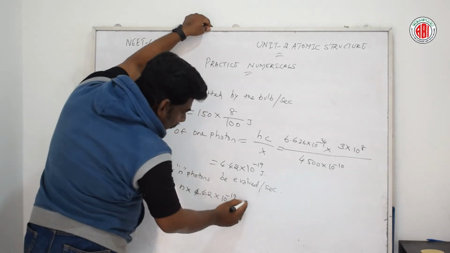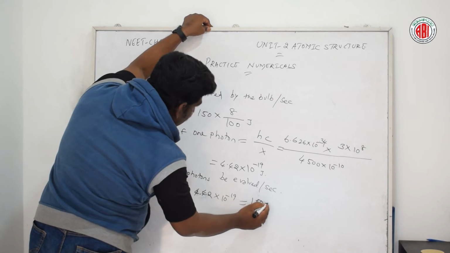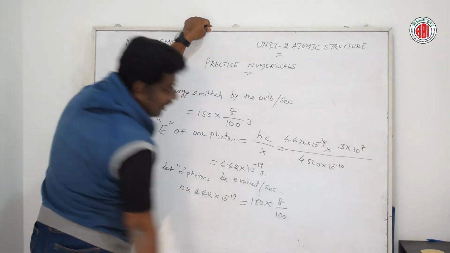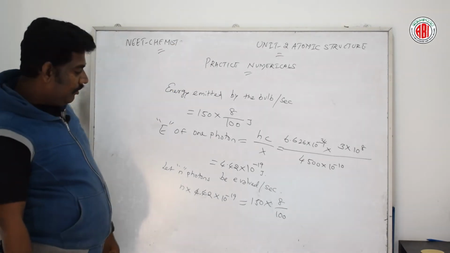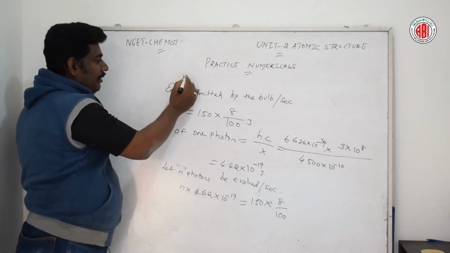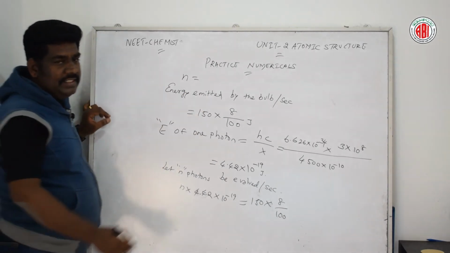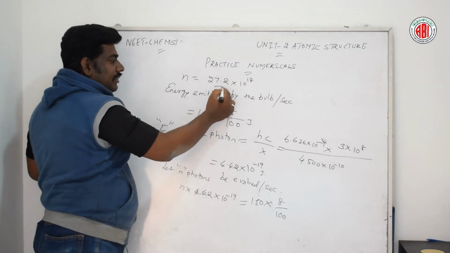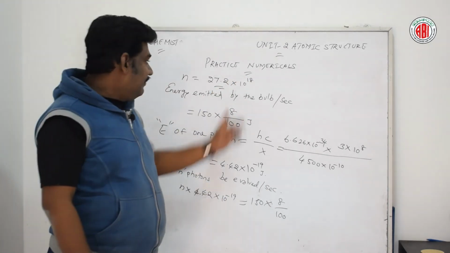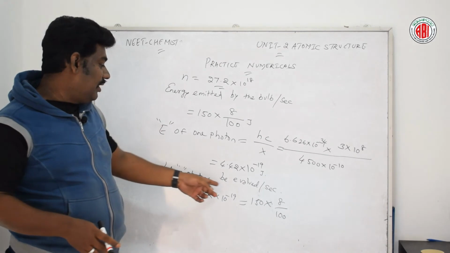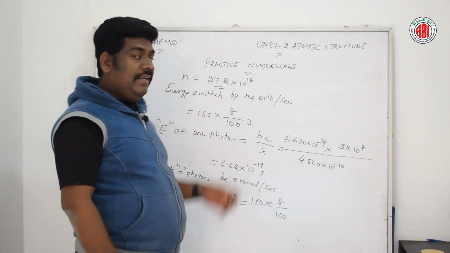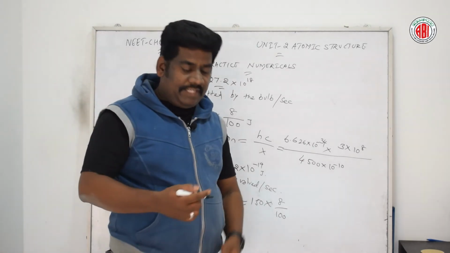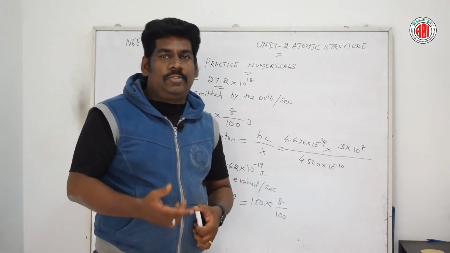That is equal to 150 into 8 by 8 by 100. Simplifying this, we will get the n value, that is nothing but 27.2 into 10 to the power of 18. So this is the n value, n photons evolved per second. So by this way we can solve this problem. Let us go for the next question.